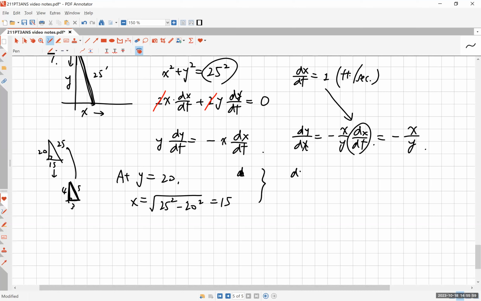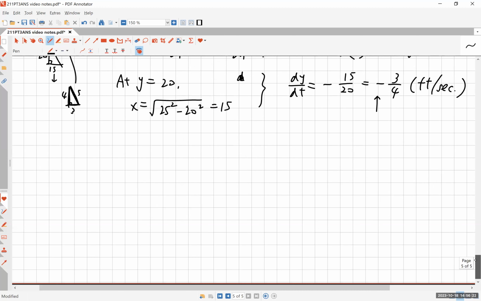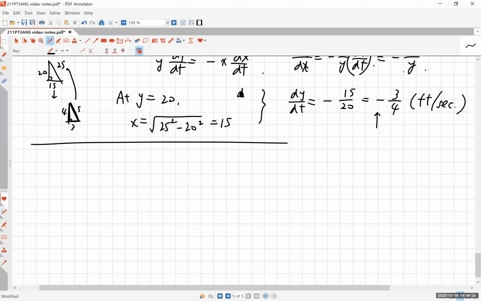So dy/dt then is negative 15 over 20, which is negative 3 over 4 feet per second. And that is the speed at which y is decreasing because, you know, you have a negative sign here. Okay, so that's number 7. Again, these problems aren't supposed to be too difficult, and I hope you are finding this not too bad at this point. Okay, so now we will go to number 8 in the next segment.